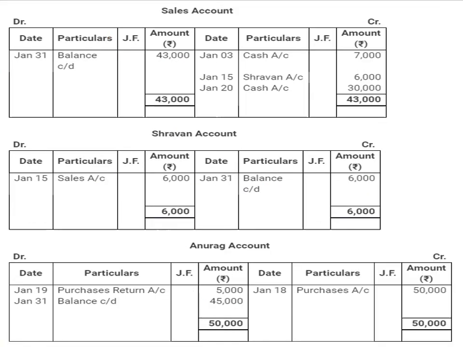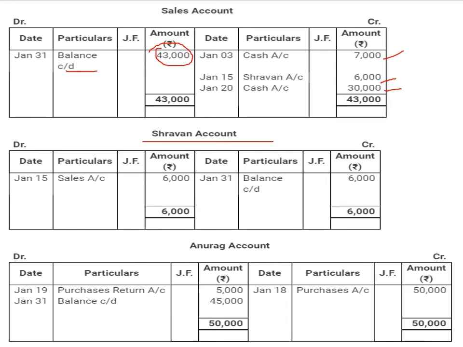Then next is the sales account. Here cash sales 7,000, credit sale to Shravan 6,000, cash sale again 30,000. So total sale is 43,000. Balance c/d will be transferred to the opposite side here.